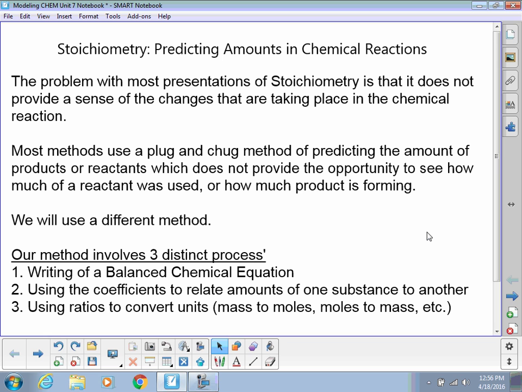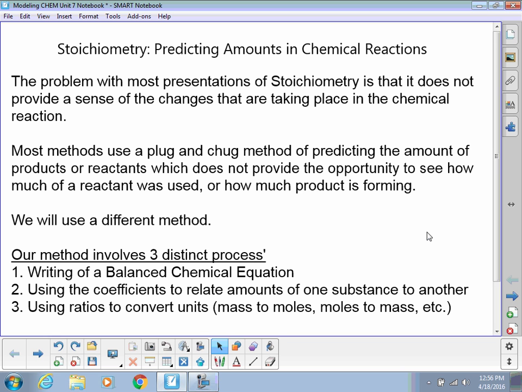And the problem with most presentations of stoichiometry is that it does not provide a sense of the changes that are taking place in the chemical reaction. So we have taken the time to write balanced chemical equations, talked about how the reactants break apart and then reform into the products. Well, in stoichiometry, we're going to be calculating the amounts of the reactants that are reacting and the amounts of products that end up forming. Most methods use a plug and chug method of predicting the amount of products and reactants, but does not provide the opportunity to see how much of the reactant was used and how much product is forming.